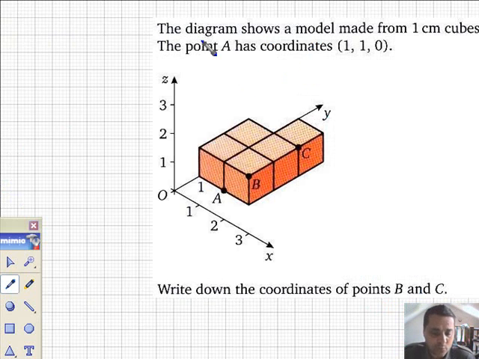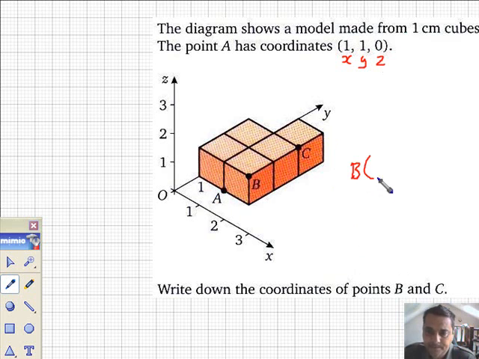This is question 1 on page 107. The diagram shows a model made up from 1 centimetre cubed, so all these lengths are 1 centimetre in every direction. Just as a starter, they tell us point A has coordinates 1, 1, 0. So 1 is the x, that 1 is the y, and z is 0. So let's just check A. So 1 into the x direction, yep. Then 1 unit into the y direction, there's y straight across there, and it's not going any units up. So it's 1 across, 1 in, and 0 up. So 1, 1, 0.